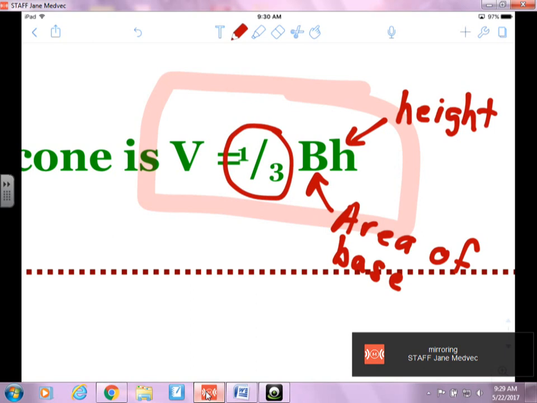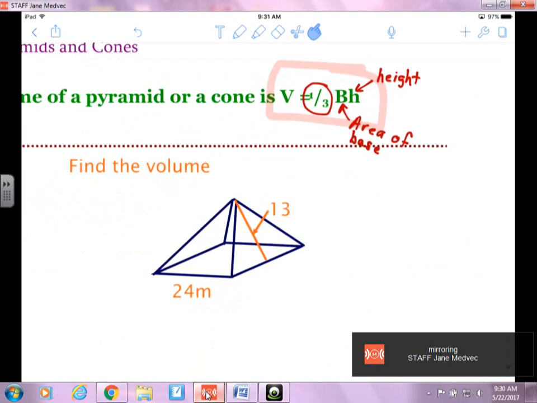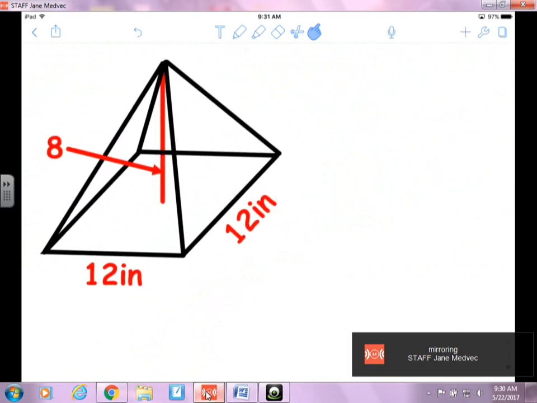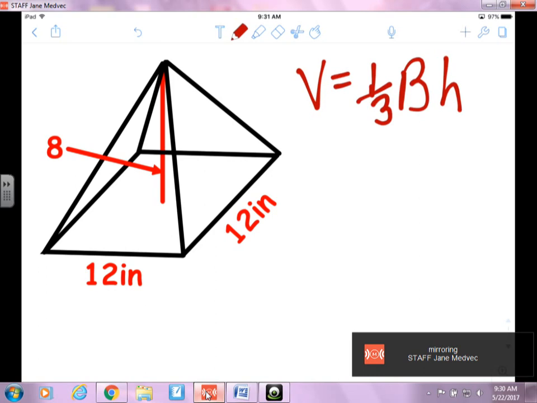And if you think about it, we're taking a pyramid which has a vertice high in the air and parts of it cut out, and the cone is the same thing. We've got the vertice in the air, and it's essentially part of a cylinder, right? So when we do these, the first thing that we're going to do is we're going to list our formula. So volume equals 1/3 big B little h.